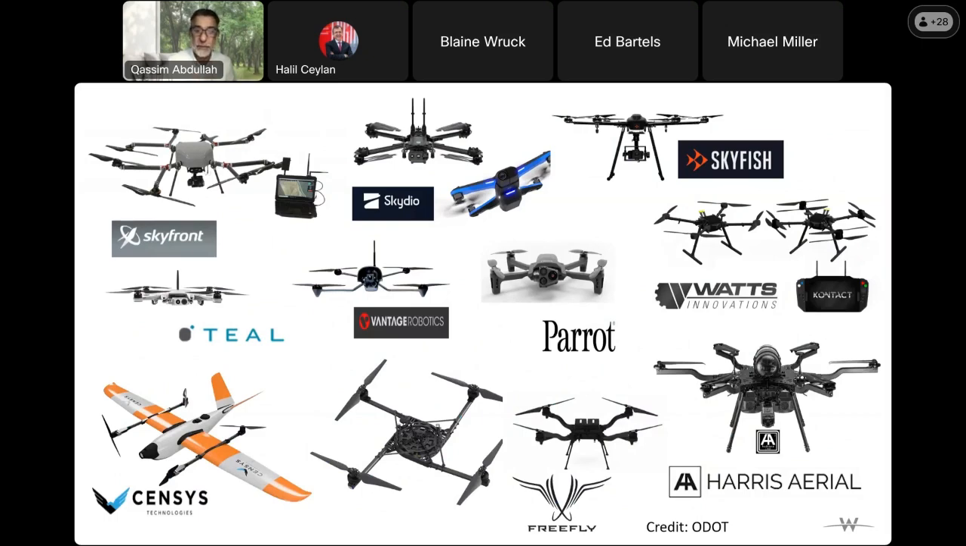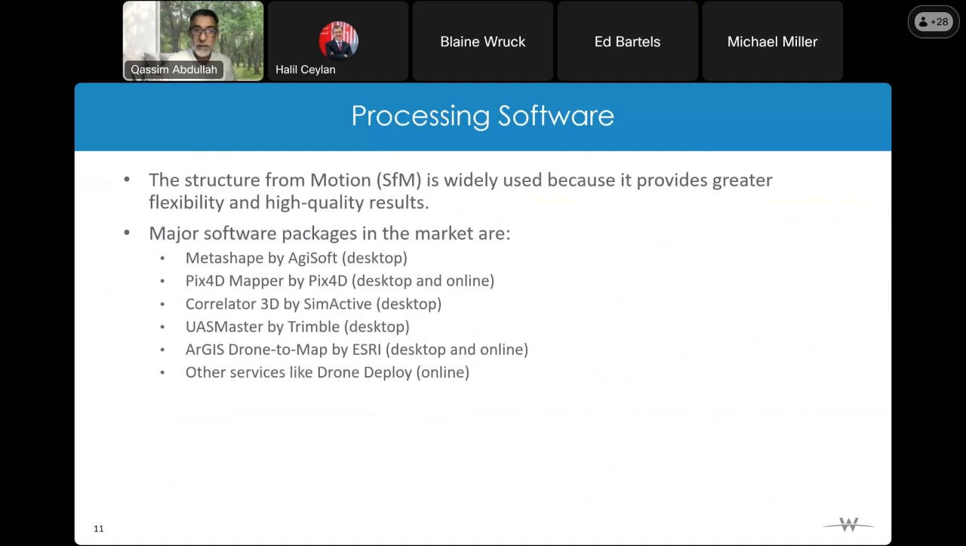I teach for Penn State a course on UAS processing software. I'm also involved with the American Society of Photogrammetry. So I teach a workshop every year on drones: Metashape, Pix4D, Correlator3D, definitely Esri, they have Drone2Map. So we have good options, and they are very capable.